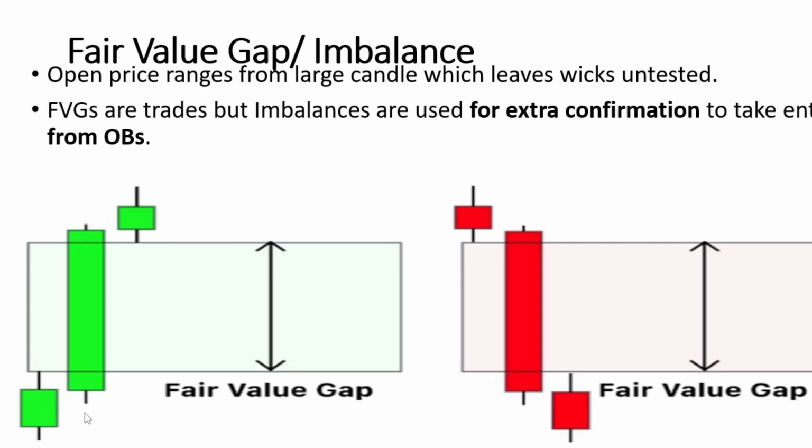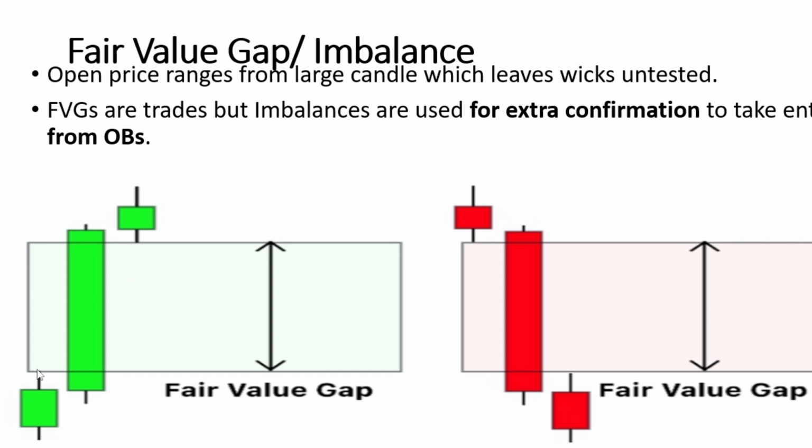So let's take a bullish scenario. We have 3 candles, 1, 2, 3, and you can see that the upper wick of the first candle and the lower wick of the last candle are not touching. So you can see that there's a gap in between this and this, okay?